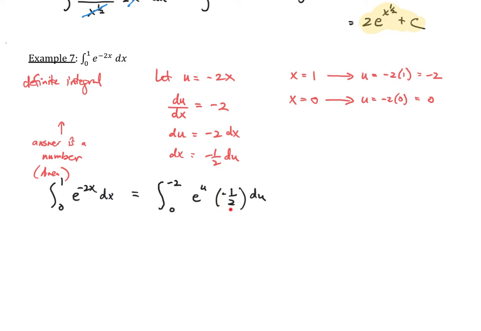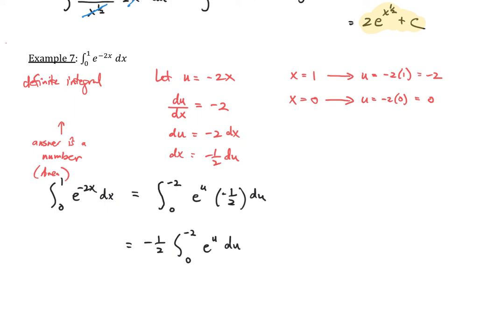Okay. So there's a few things I can do at this stage. I have a constant times my entire integrand. I can move that constant outside of the integral. So I'm going to put a negative 1/2 times the integral from 0 to negative 2 of e to the u du, like this.